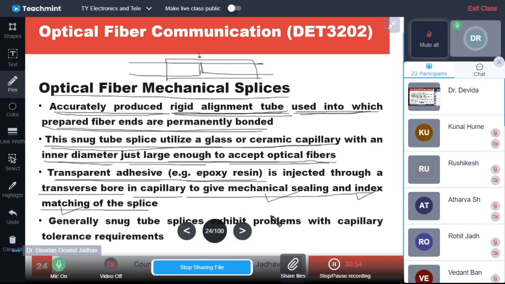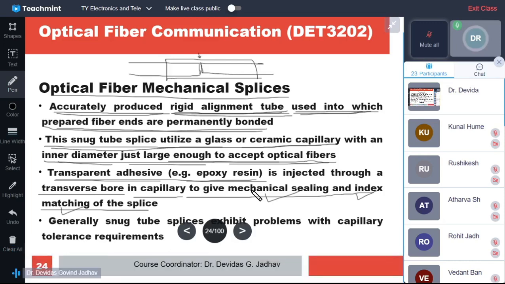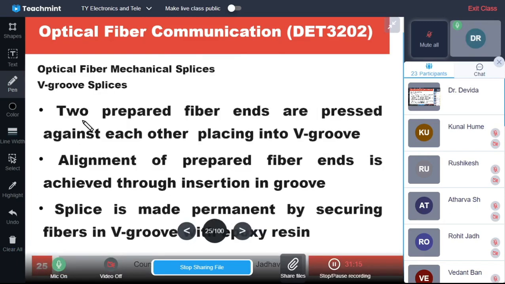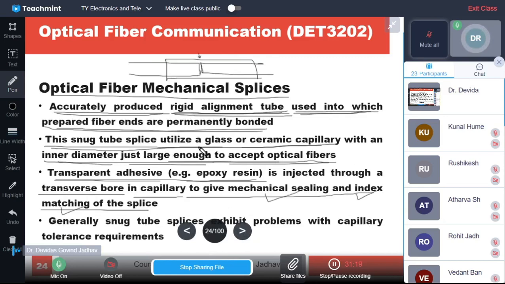Generally, snug tube splices exhibit a problem with capillary tolerance requirement. So there may be some lateral misalignment due to this snug tube, and if the fibers are not held together properly, there may be longitudinal misalignments also. So one is the snug tube type of splice.